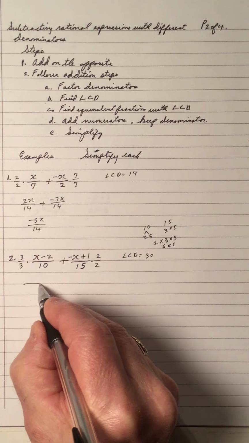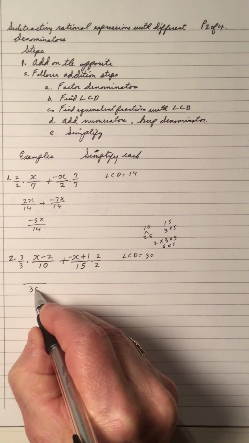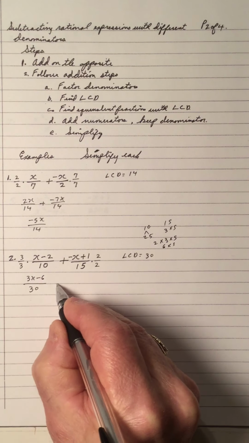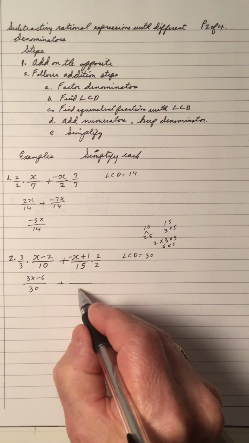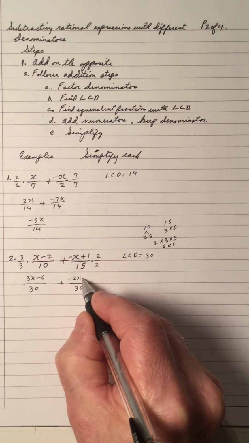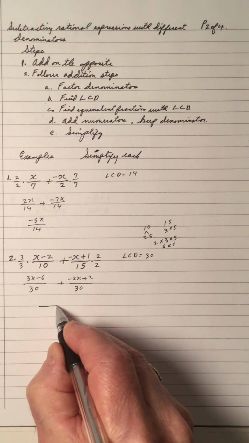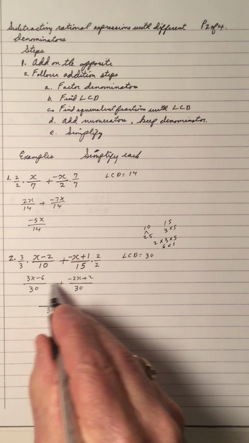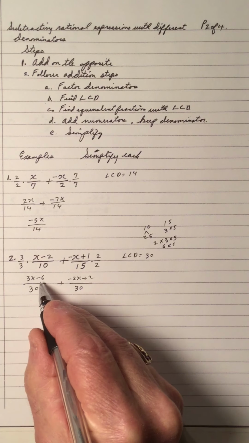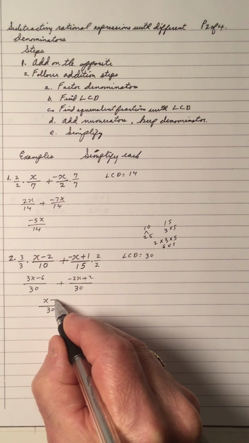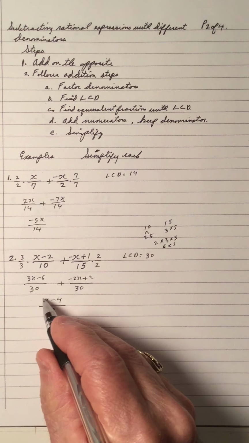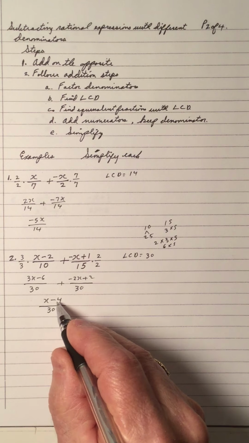And we multiply. We get 3 times 10 is 30. 3 times x, 3x. 3 times negative 2, negative 6. Add on. 15 times 2 is 30. And 2 times negative x, negative 2x. 2 times 1 is 2. Common denominator is 30. Write it down. And we add 3x and negative 2x. 3x subtract 2x is x. And negative 6 add on 2 is negative 4. And it's fully simplified. We can't cancel the 4 and the 30 because you're subtracting here, so you can't cancel.